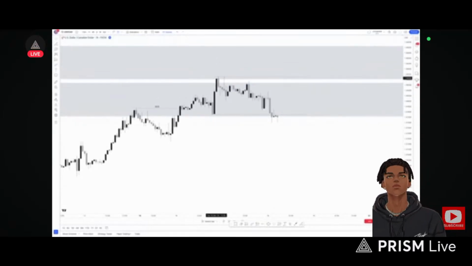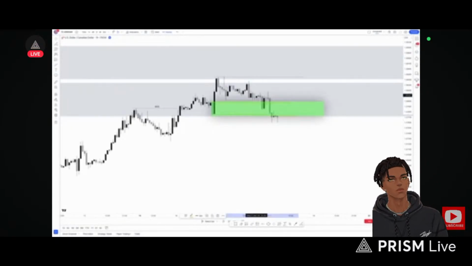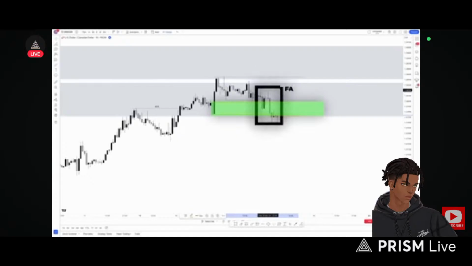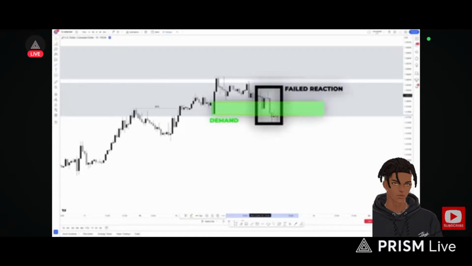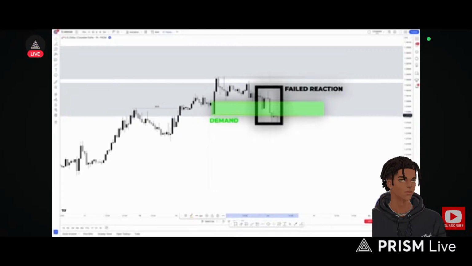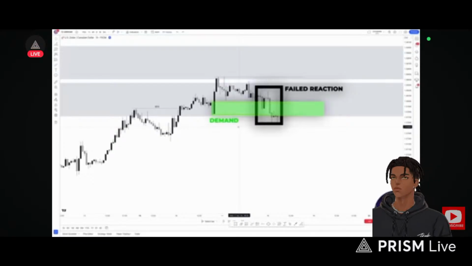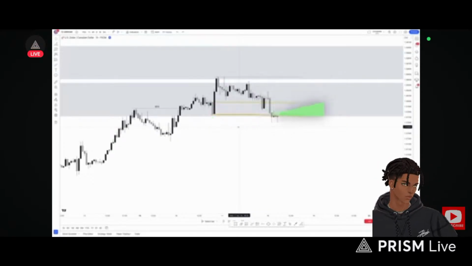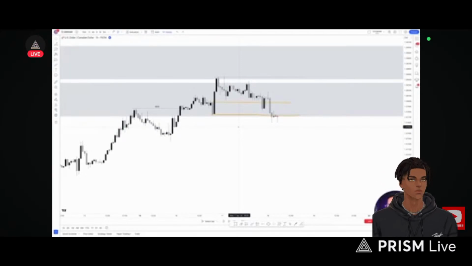You need to see price actually react to this demand zone right here, and it fails, right? It has to create that failed reaction, and then after it creates that failed reaction, it has to break structure, which is breaking below this low, creating your market shift. That confirms to us that price is going to reverse from an uptrend to a downtrend, and only then you can look to enter for a sell position.